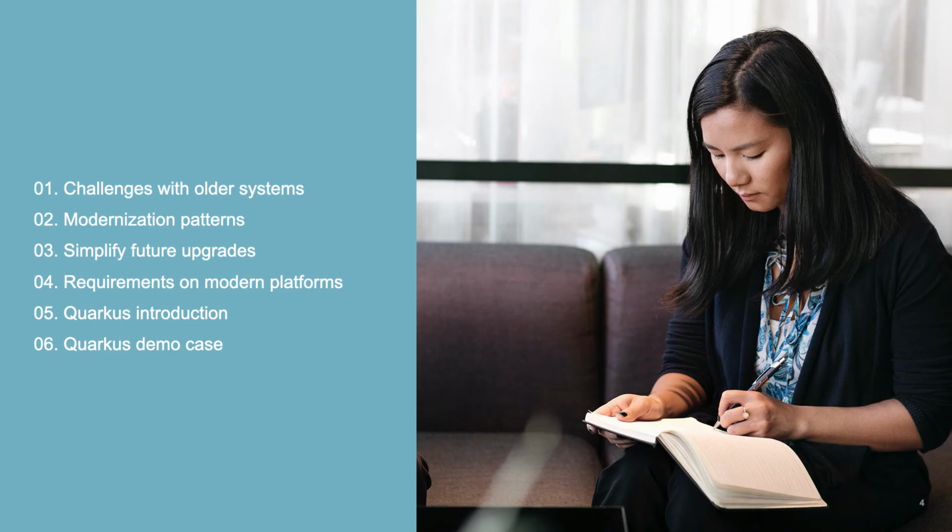And now we'll go through briefly the agenda for today's talk. I will start by telling a little bit about the challenges with older platforms. Then I will take some real-life examples about modernization patterns, and finally I will talk a little bit about how we can simplify future version upgrades. And then I will move on to discuss what kind of requirements you can have on modern platforms, and then move on to a quick introduction about the Quarkus platform, and then we'll do a quick demo case about Quarkus.